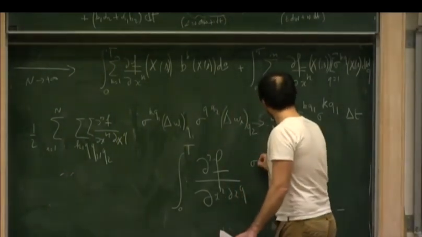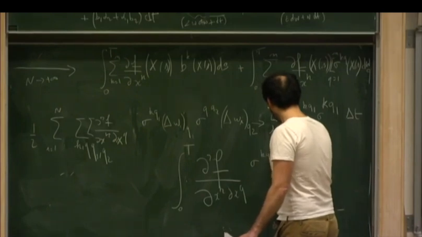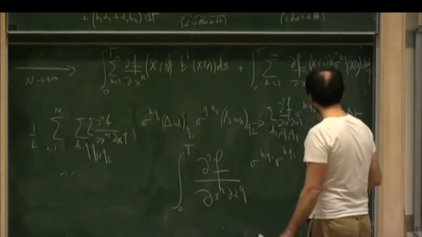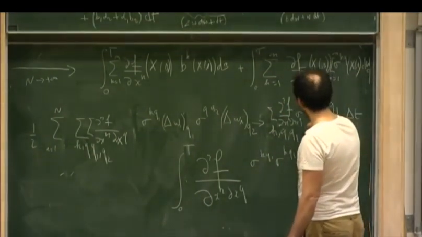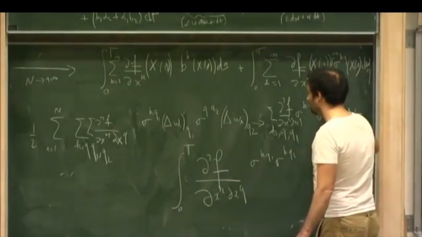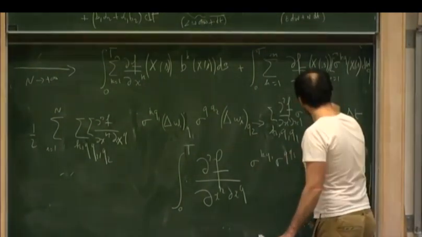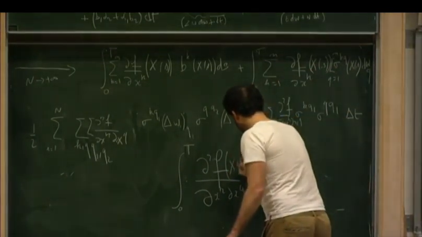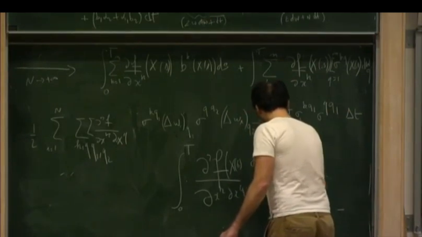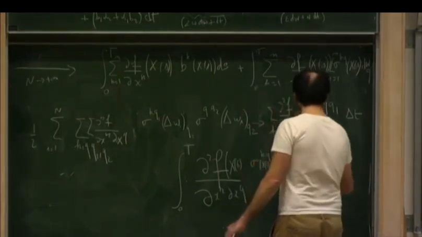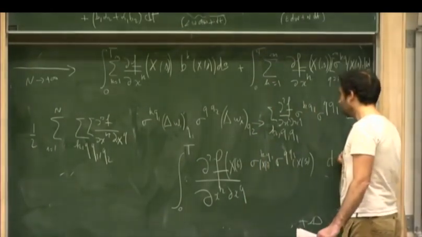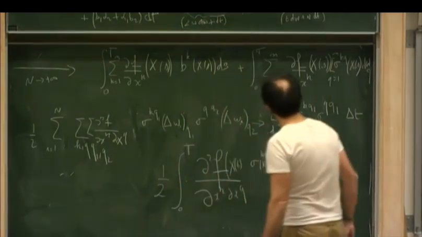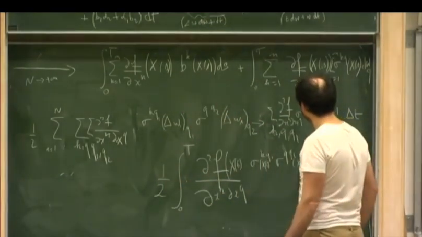So sigma k1, sigma k1, no, this is incorrect. This is q here. This is q. So this is k, and then we are left with x of s. This is x at position s, and ds. And there was a factor 1/2. Are we good? I think so, no?